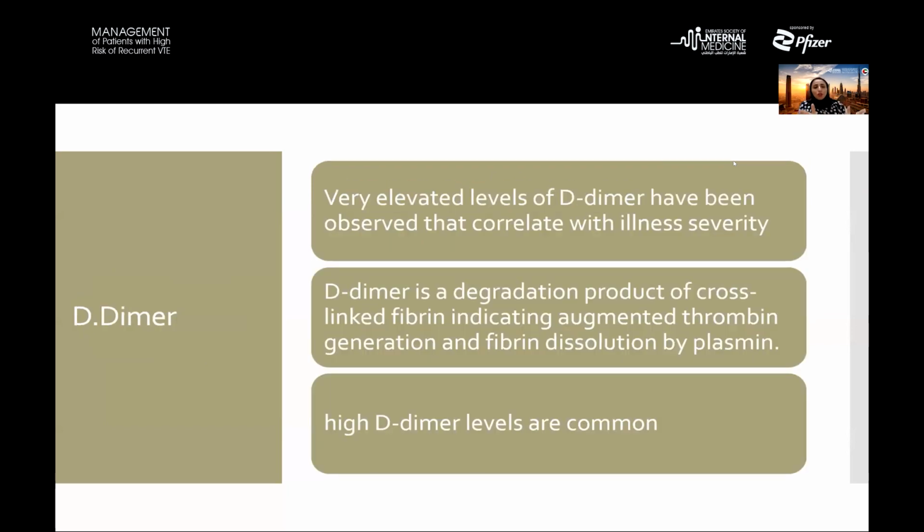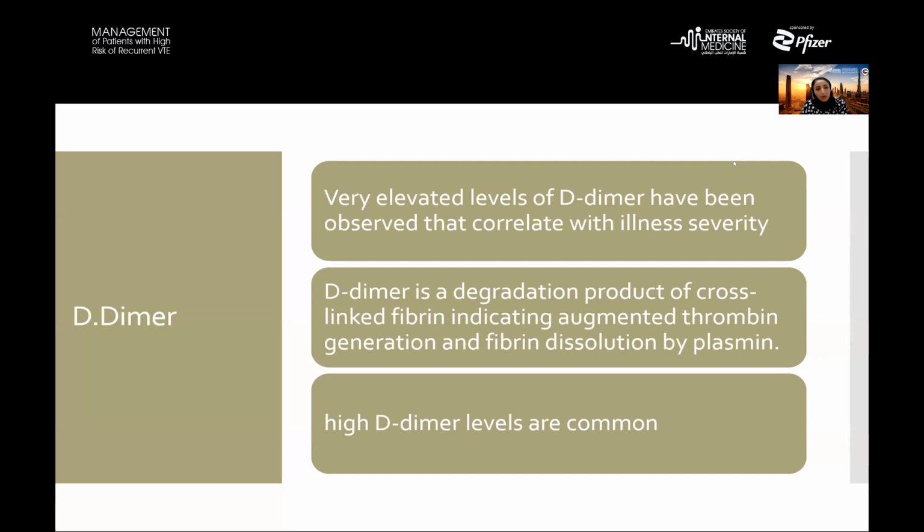Something to mention definitely in COVID-19 is the D-dimer, because actually it's the star of the show. D-dimer has been under a lot of investigation, criticism, and talk in COVID-19. We know that there's a high level of D-dimer, and it correlates with the severity.